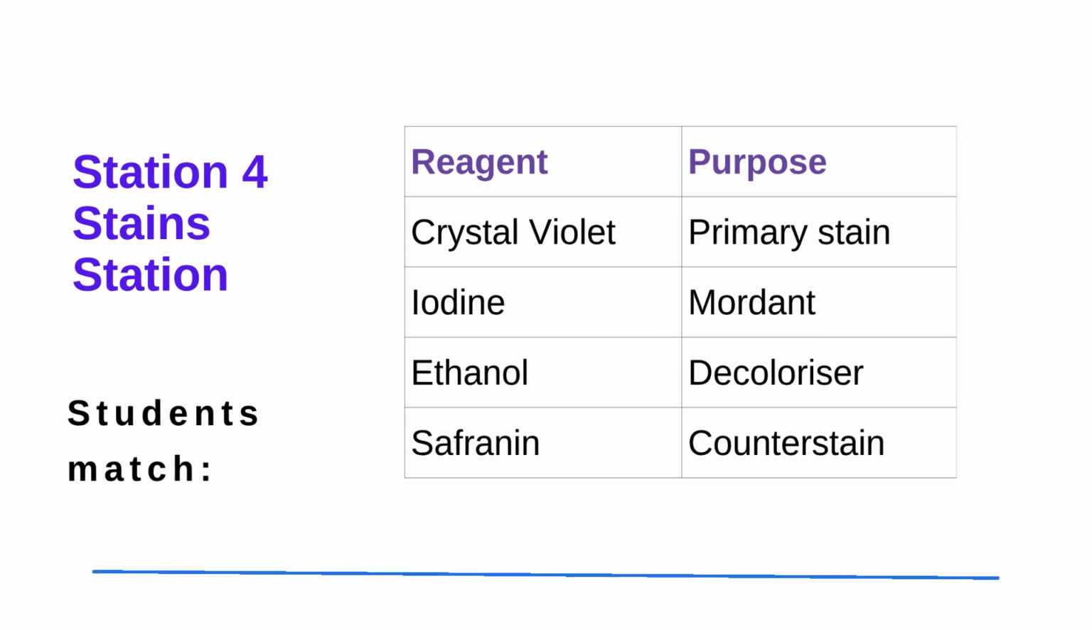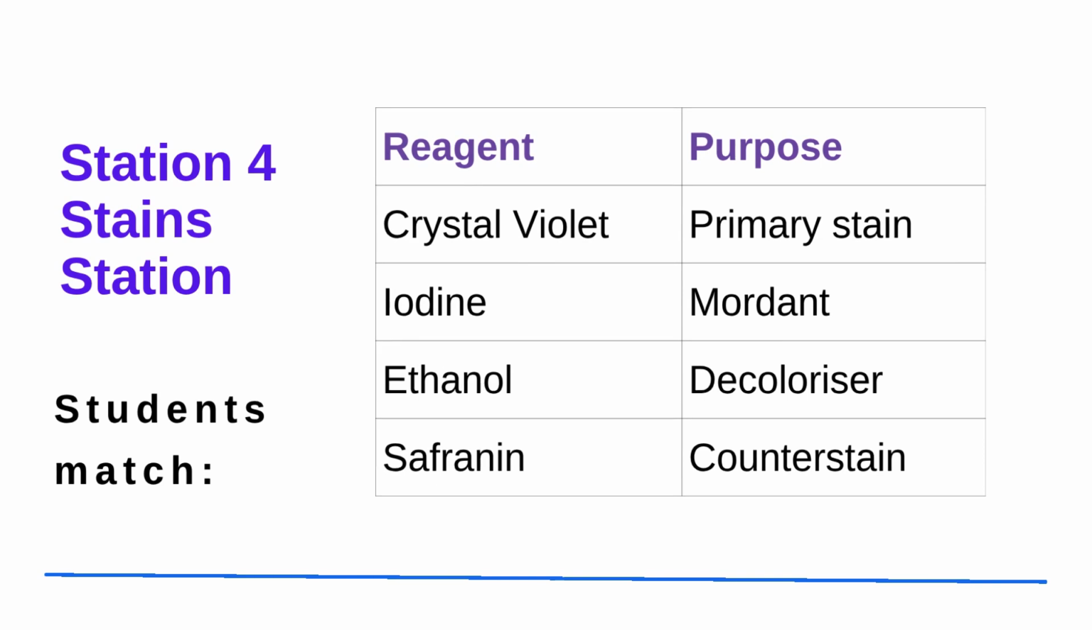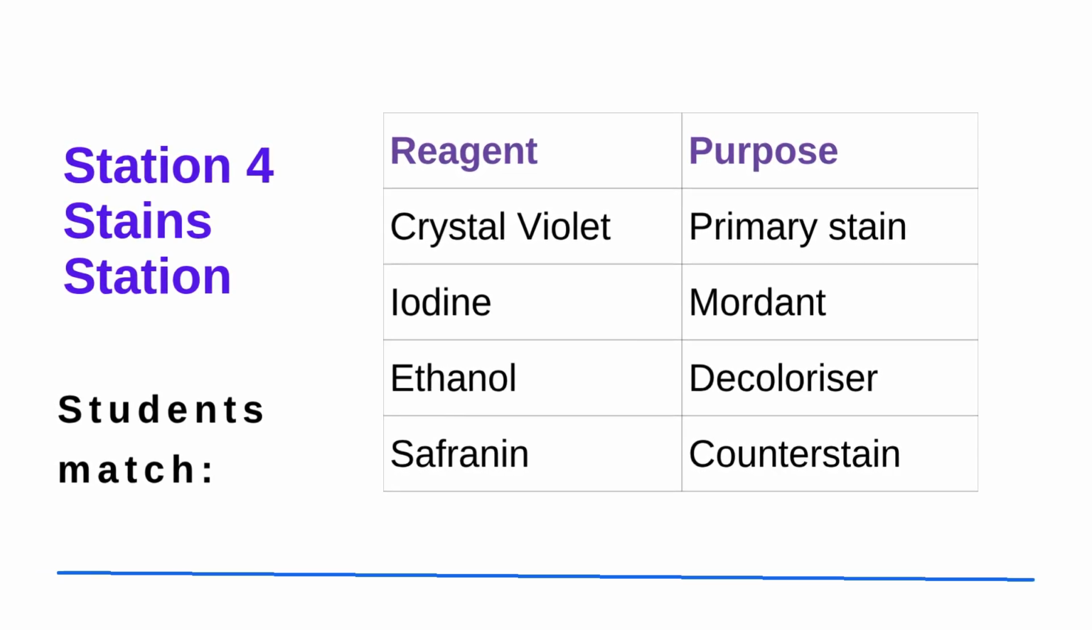At Station 4, examine the 4 reagents used in the gram staining process and match each one to its function. Consider how crystal violet, iodine, ethanol, and safranin work together to differentiate between gram-positive and gram-negative bacteria. Understanding the purpose of each reagent helps ensure the procedure is carried out accurately and consistently.